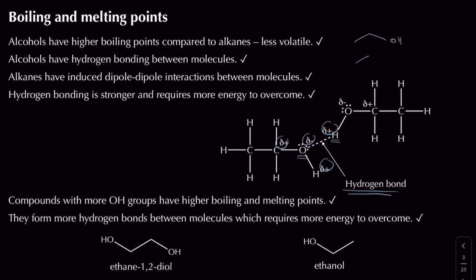Now, another property which impacts the boiling and melting points of our alcohols is going to be the number of OH groups. The more OH groups you have, the higher the boiling and melting point is going to be. The reason why is because they can form more hydrogen bonds between molecules, which requires more energy to overcome. So I've got ethanol over here. I've also got ethane-1,2-diol. In terms of these two, I know ethane-1,2-diol is going to have a higher melting and boiling point. The reason why is that ethane-1,2-diol is going to form more hydrogen bonding between the molecules compared to ethanol, which forms half the amount of hydrogen bonding between the molecules.